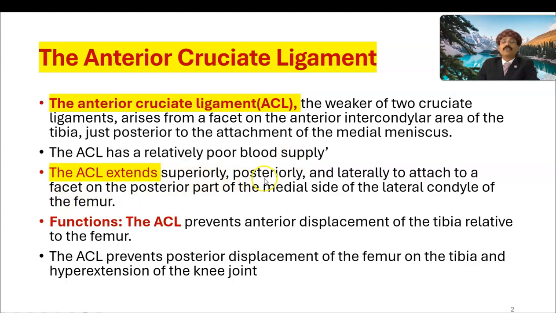The ACL extends superiorly, posteriorly, and laterally to attach to a facet on the posterior part of the medial side of the lateral condyle of the femur. Functions of the ACL: it prevents anterior displacement of the tibia relative to the femur. It also prevents posterior displacement of the femur on the tibia and hyperextension of the knee joint.